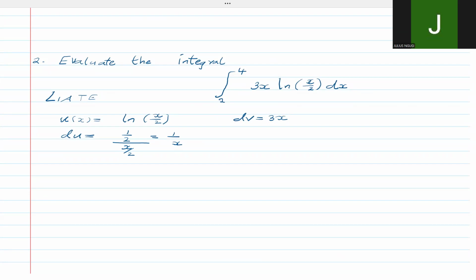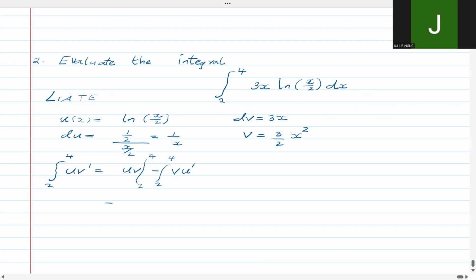Now, the integral of this, you get v equals 3 over 2 x squared, because you add 1 to the power and divide by the new power. Now, the rule is the integral of u v prime equals uv minus the integral of v u prime, or v du. And we have the limits 2 and 4, upper and lower limit, and we evaluate from 2 to 4 after we find u and v.